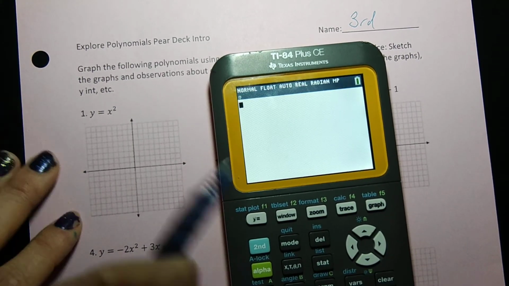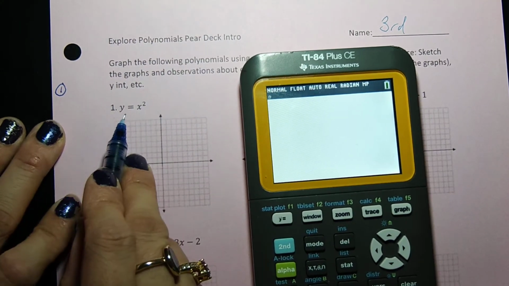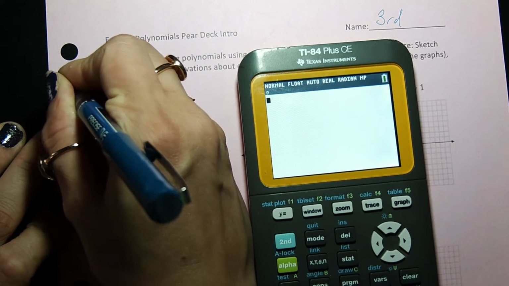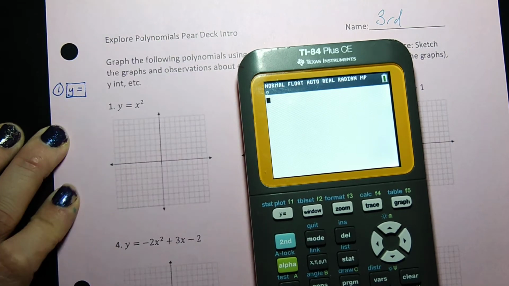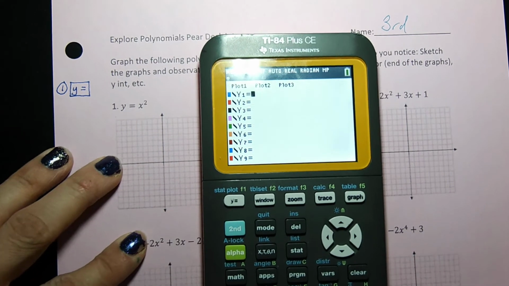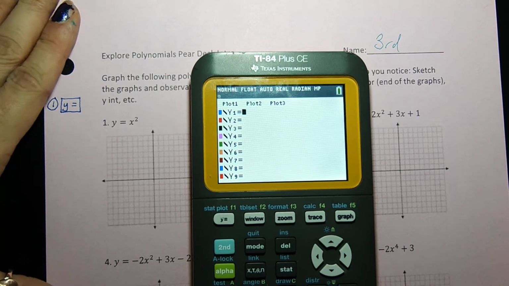So step one is we are going to look at our equation, y equals x squared, and we are going to hit the y equals button on our calculator. So go ahead and hit y equals. And we see that we have a lot of different y equals options. This is because on your graph you can type in a lot of different equations at the same time. So for this one, we want to type in x squared.